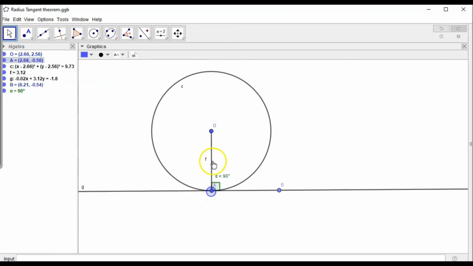So that is why we always say that when a radius intersects a tangent, it meets it at an angle of what? 90 degrees automatically. Not radius alone. Remember, we can extend O to give us a diameter. So when you also have a diameter intersecting a tangent, they meet at an angle of 90 degrees. So that is about the radius tangent theorem.